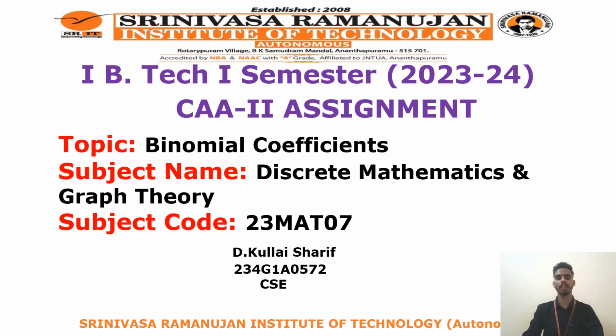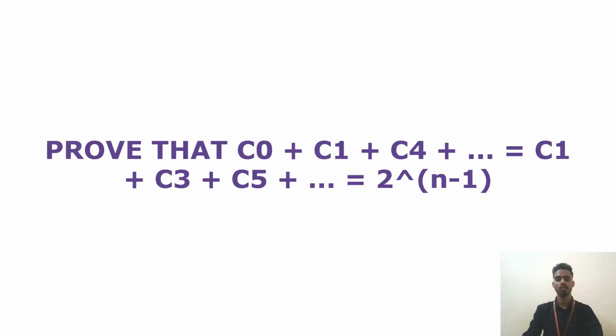Today, my PPT presentation is about binomial coefficients. In binomial coefficients, it is given to prove that C0 plus C2 plus C4 plus and so on equals C1 plus C3 plus C5 plus and so on equals 2 power n minus 1.